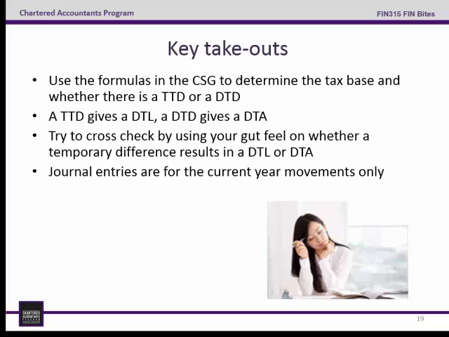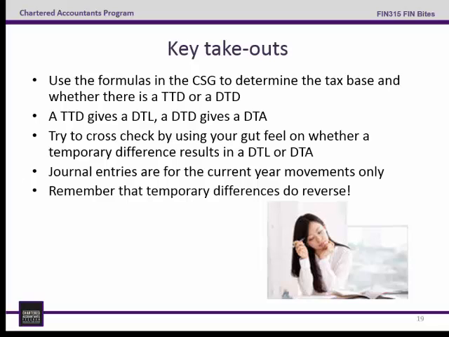And with your journal entries, what we saw was that we are only recording the current year movement because remember, a balance in a liability or an asset account carries forward. And what we saw with that machine was if we held it till the end of year 7, we saw the temporary difference reversing because it was fully depreciated for both tax and accounting purposes by the end of year 7.